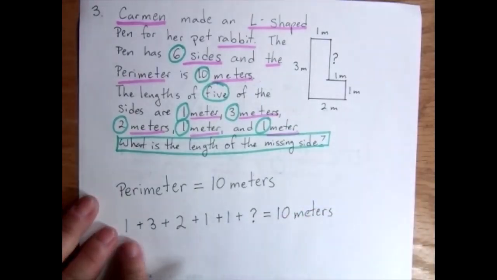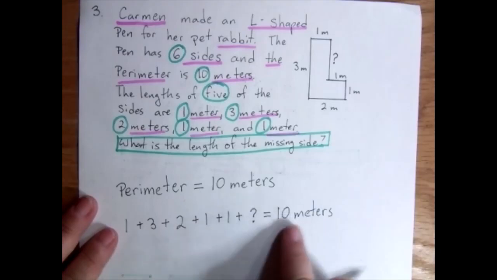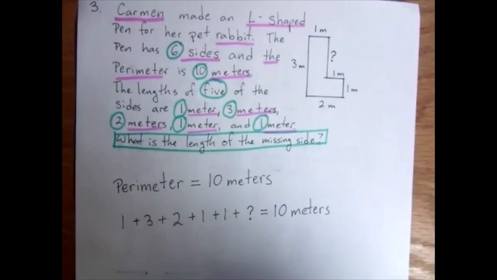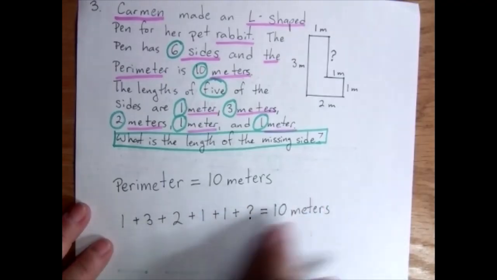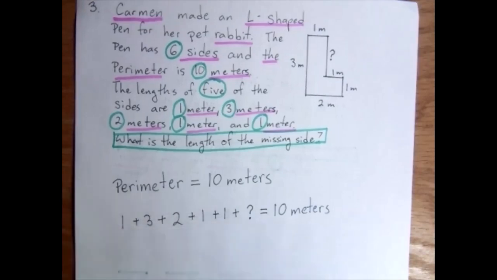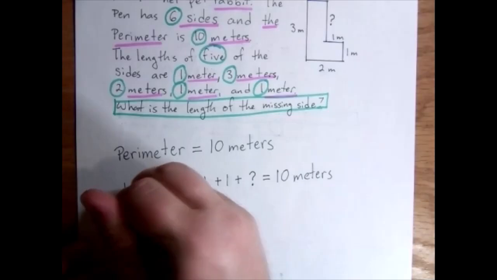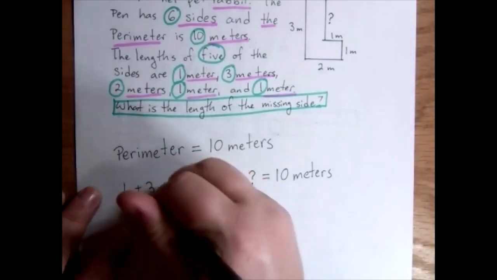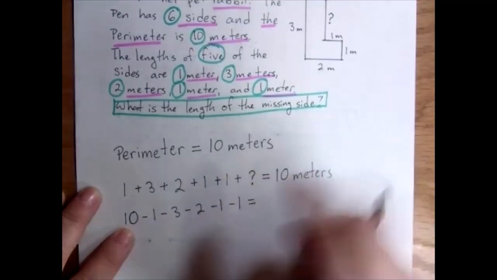Okay, so I want you to look at this equation and think, if we're missing one of the parts, but we already know the total, what operation can we do to find this missing part? Good, we're going to subtract because we need to separate from our total all the sides that we know, because then what's left over is going to be our missing side. So I can rewrite this as a subtraction equation. I'm going to move my 10 to the front, and then I can subtract 1, 3, 2, 1, 1 equals my missing side.